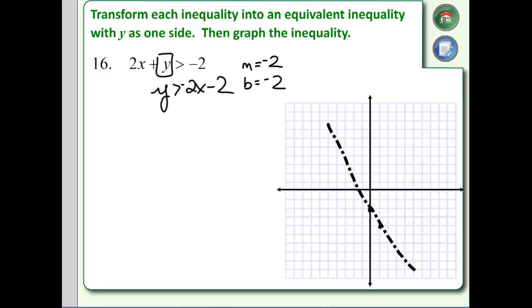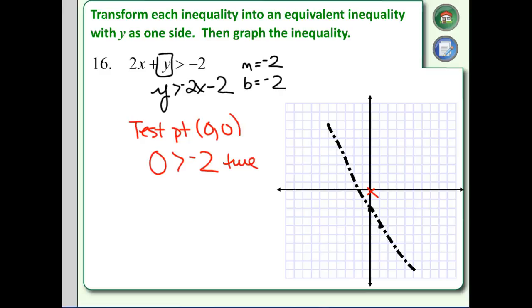Hopefully yours is a little straighter than mine. Now, X marks the spot for our test point. So if my test point is 0, 0, let's plug it in. We've got 0 greater than -2. Oh, this time the answer is yes. We got a true statement.